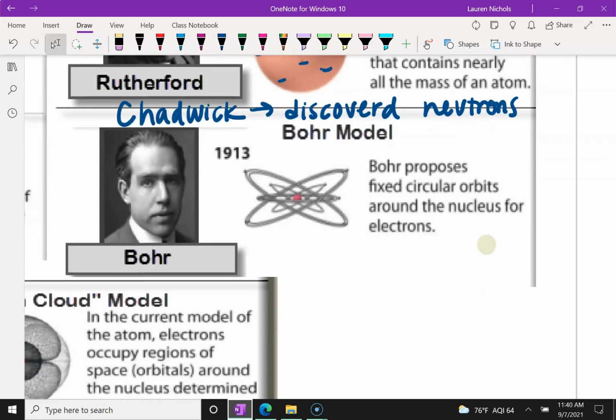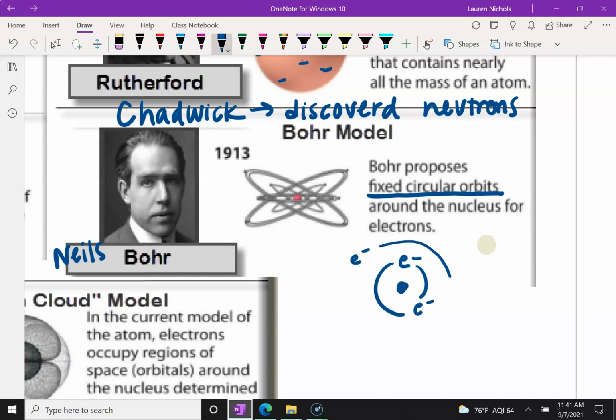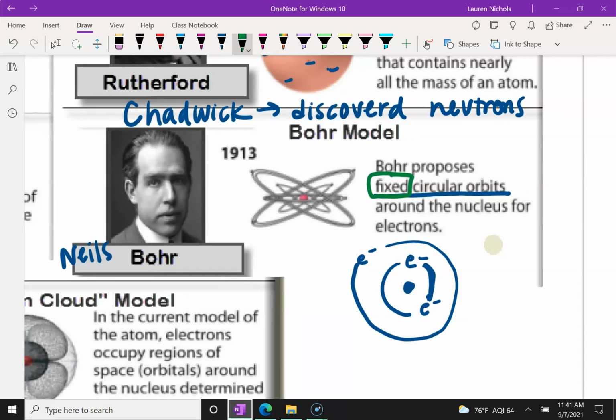And then Niels Bohr came around and he proposed how electrons are arranged. So he said that there are fixed circular orbits around the nucleus. So if you have your center nucleus, he said that electrons are kind of like existing in rings around the nucleus. He said that's kind of like what it is. The key thing here being that it's fixed. So electrons stay on that energy level, and that is where they stay.